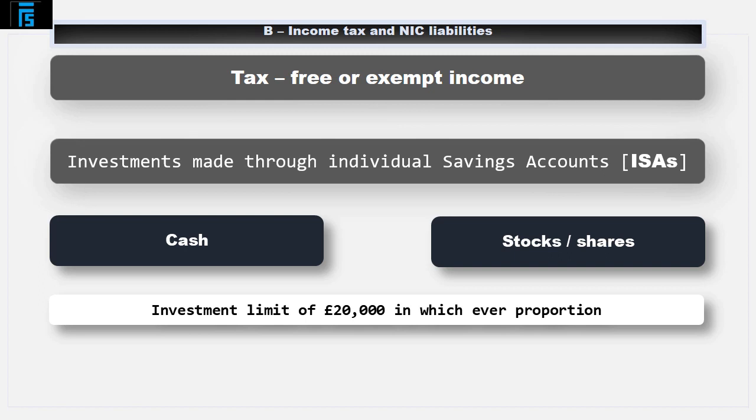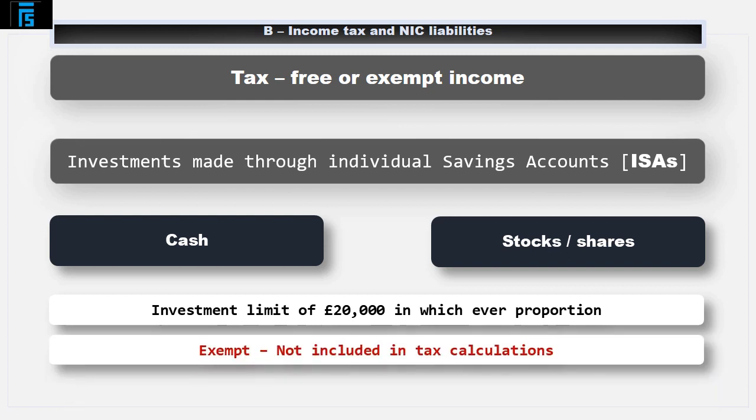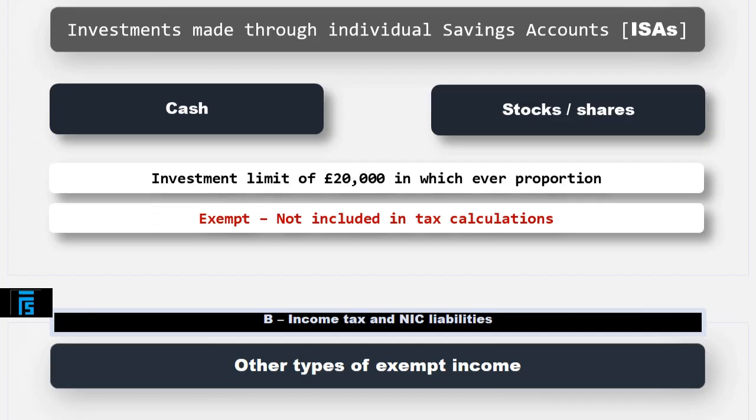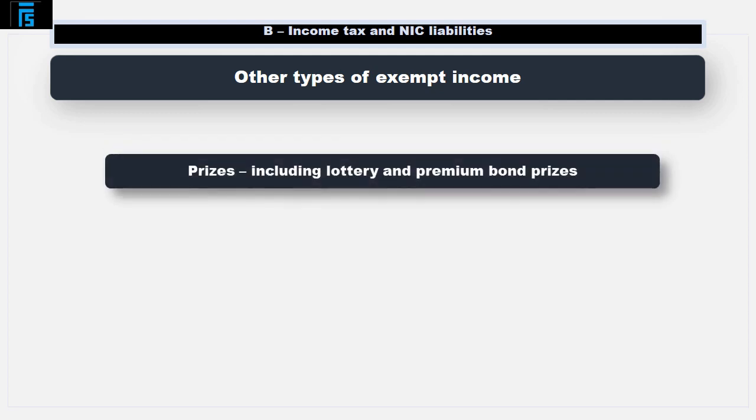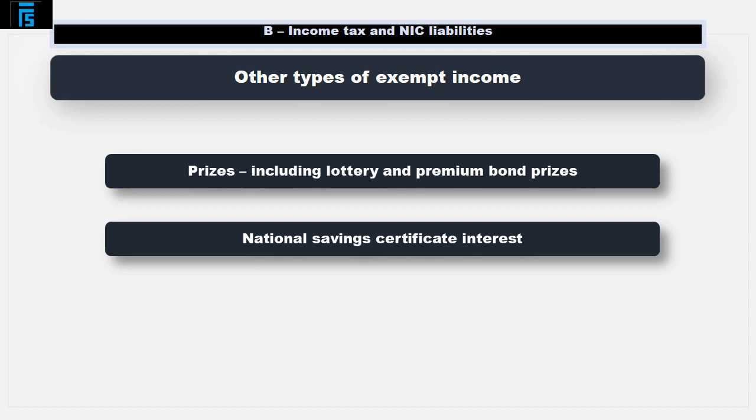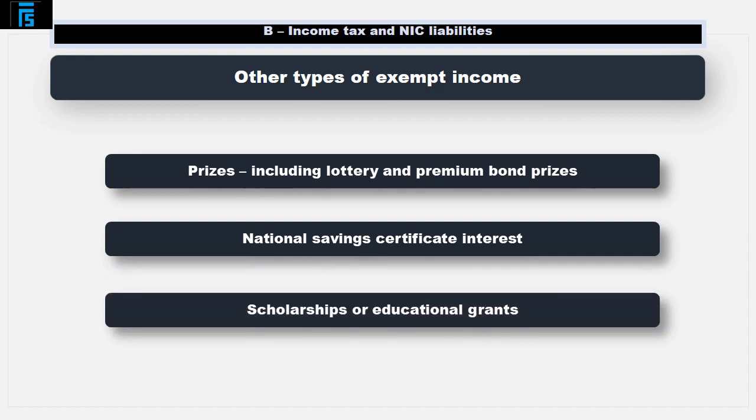We could put £20,000 into a cash ISA and nothing into a stocks or shares ISA, or £20,000 into a stocks and shares ISA and nothing into a cash one, or we could split it between the two in whatever way. Interest on a cash ISA or dividends on a stocks or shares ISA are exempt from income tax, so in our income tax calculation we don't include this income. Other types of exempt income include prizes, including the lottery and premium bond prizes, national savings certificate interest, and scholarships or educational grants.